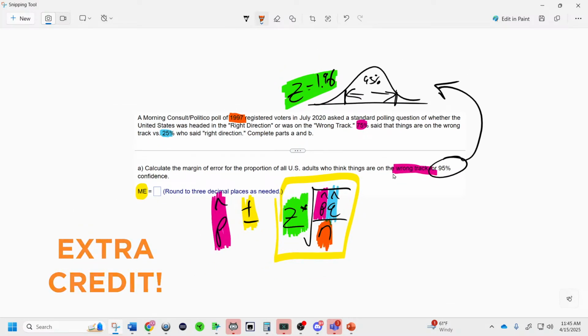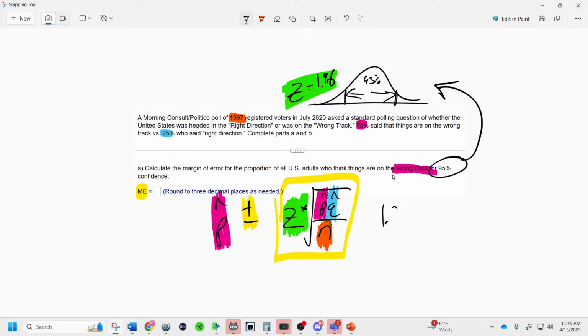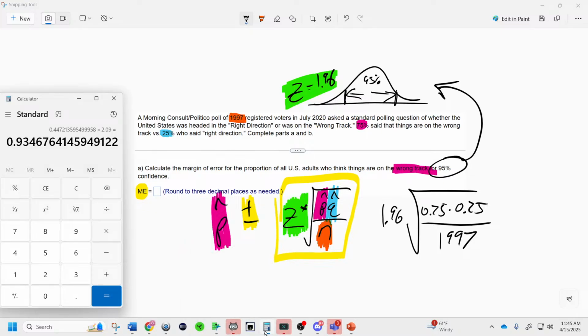And so all we do now is we go in here. We'll go to the side of this. We're just going to solve this equation: 1.96 times the square root of 0.75 times 0.25 over 1997. Make sure to do p hat times q hat over n, square root, times 1.96. There's the margin of error, 0.019.